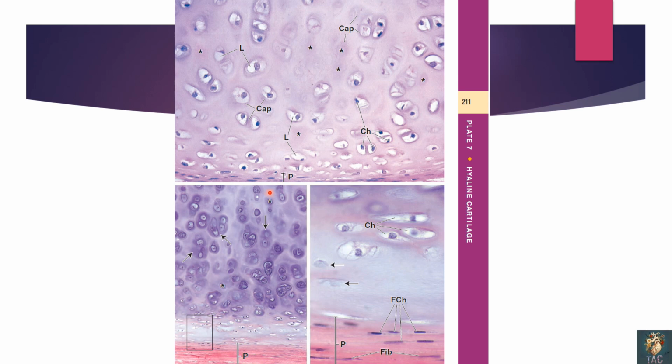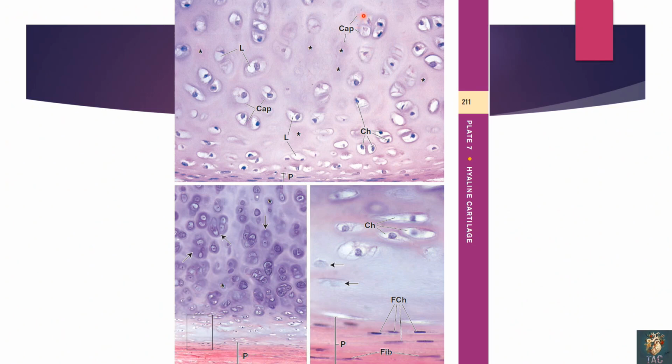This is again a very beautiful H&E stained section. This is at the lower magnification. You can see the chondrocytes which are present in the lacunae. In this area you can see a single chondrocyte, and over here you can see a group of 2. At this location you can see 4.